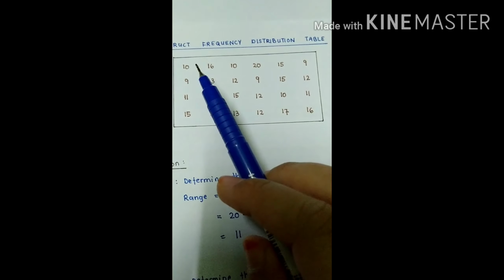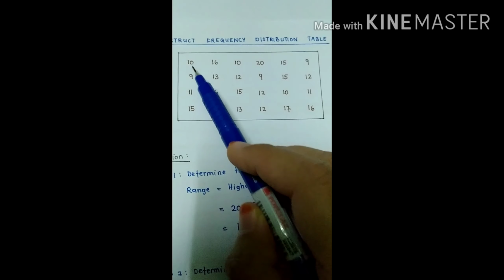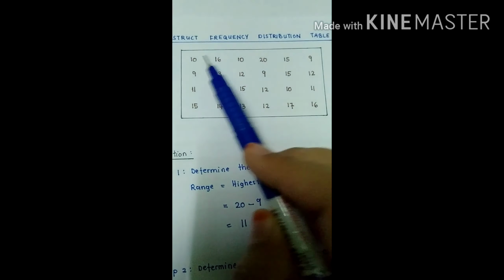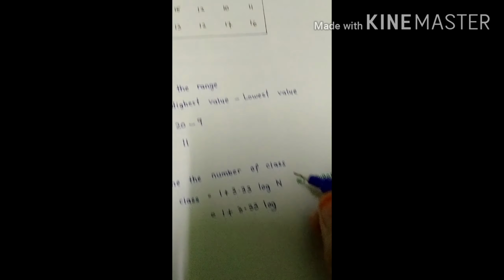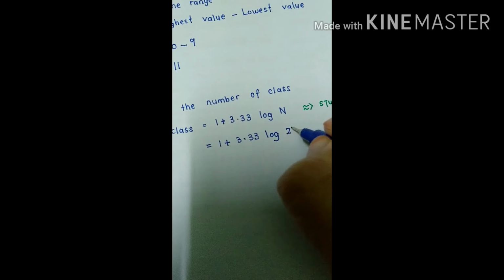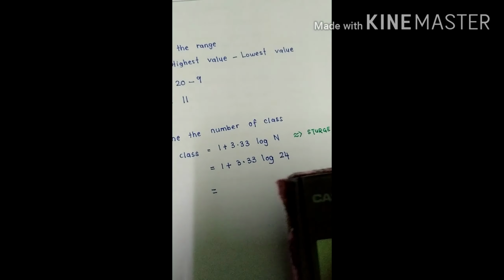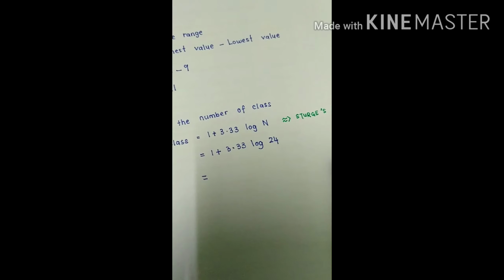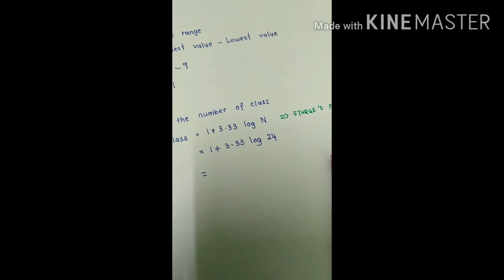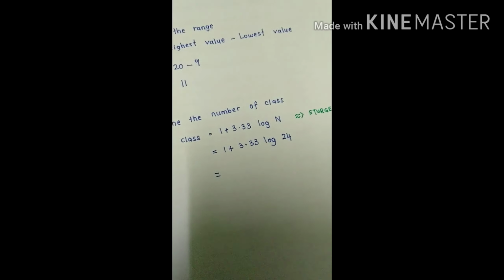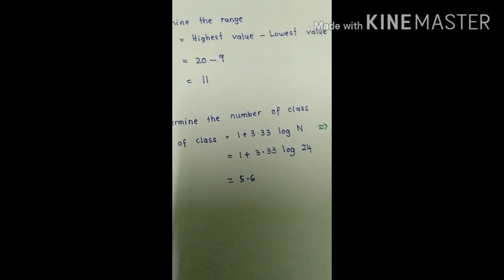n is the total number in our data. So we have 1, 2, 3, 4, 5 and 6 columns, and 1, 2, 3, 4 rows. So 6 times 4 is 24. So our n, our total data, is 24. Now we calculate with our calculator. So 1 plus 3.33 log 24 is equal to 5.6.